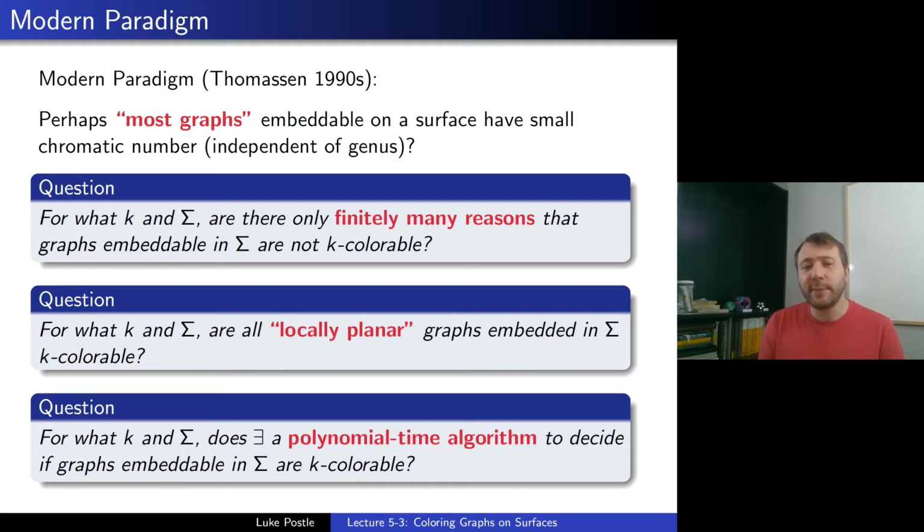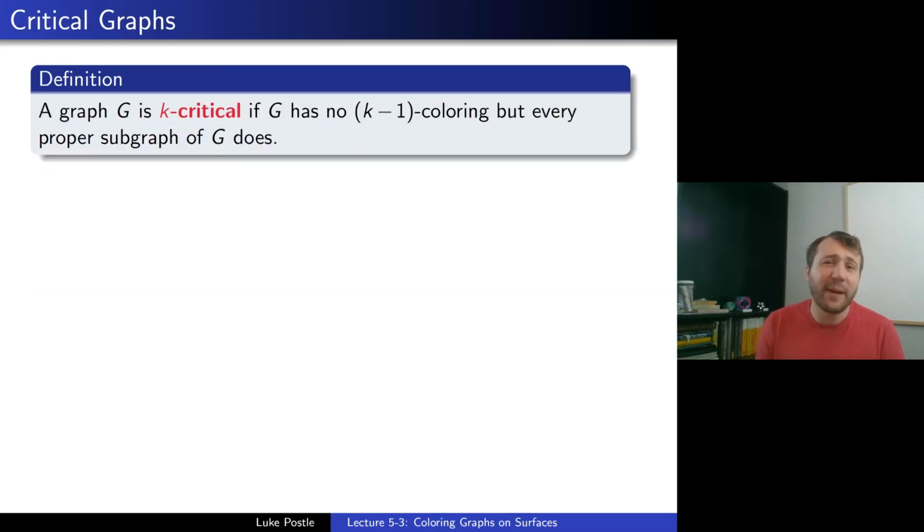Maybe there's only finitely many reasons, or maybe if you're locally planar enough, then you're colorable, or maybe, at least, it's easy somehow to decide this. And of course, you can maybe see that all of these are a bit interrelated, and we'll go through each one and talk about how they might be related a bit. So let's begin with the first question. So what do I mean by a reason?